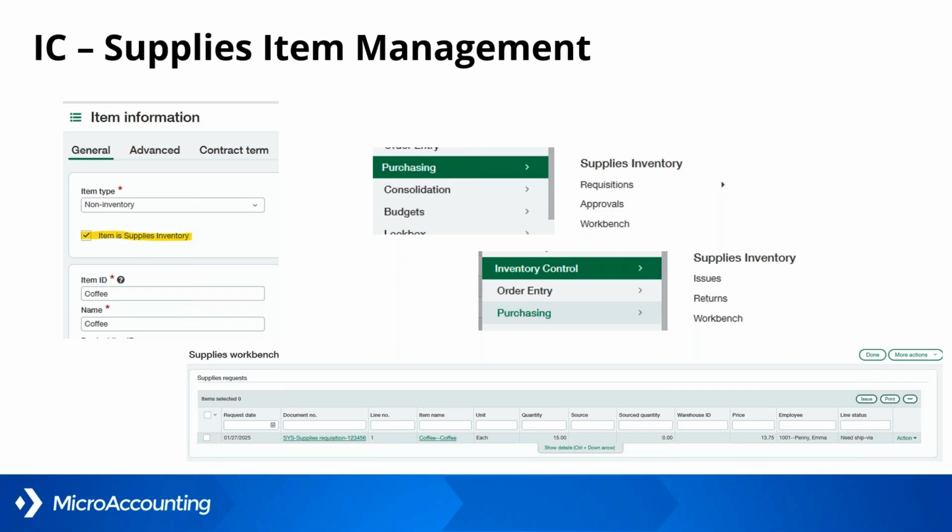And then also under my inventory control module, I see the same supplies inventory module with issues, returns, and a supply workbench as well. And then this bottom screenshot here is the actual supplies workbench, where I can see any of those requests that have come in from users or from employees to then determine if I want to approve those and take action on those and create a purchase order.